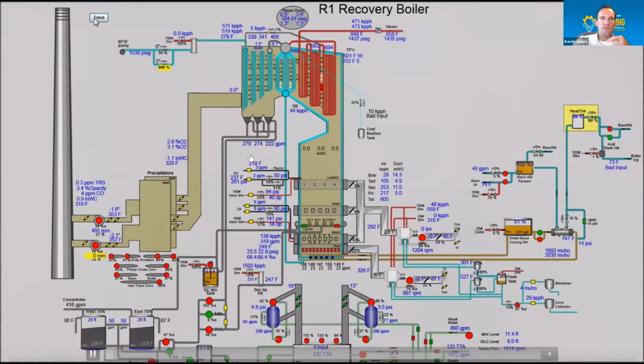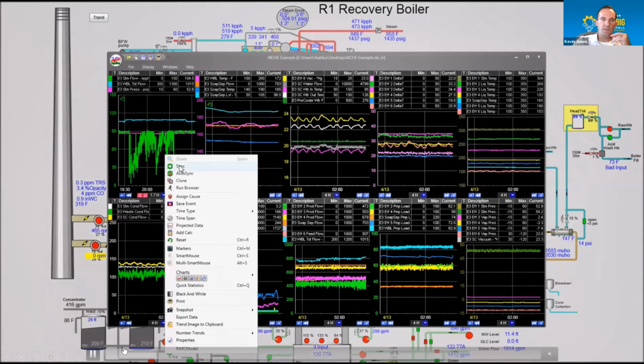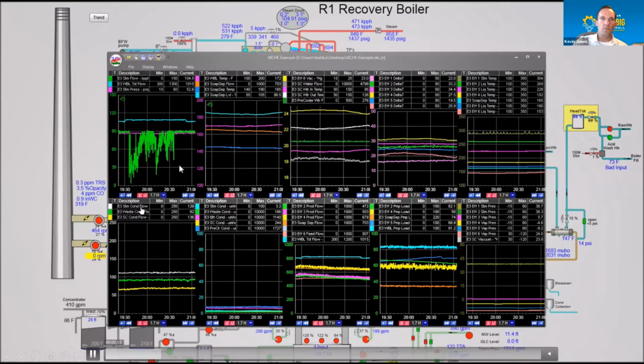So the first thing you can do, this is our graphic that they're starting off with, is go to a pre-built trend related to the boiler. And this upper left-hand trend, the green line, that's our steam flow. So we can see that the steam flow is dropping periodically. And the first thing he did is ask the question, well, is it the sensor or is it the actual boiler changing?